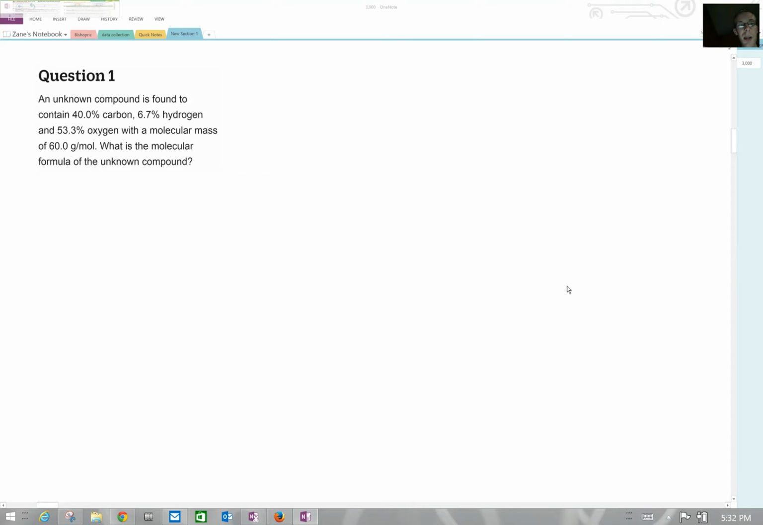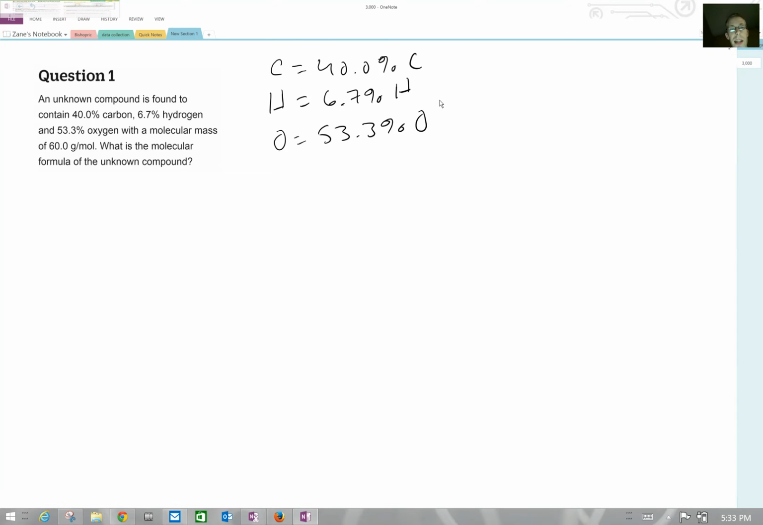Now in the problem it says an unknown compound is found to contain 40% carbon, 6.7% hydrogen, and 53.3% oxygen. Okay, and then it tells us the molecular mass of the compound, which is 60.0 grams per mole. But we're going to worry about that later. Right now, we're just going to deal with this percent composition.